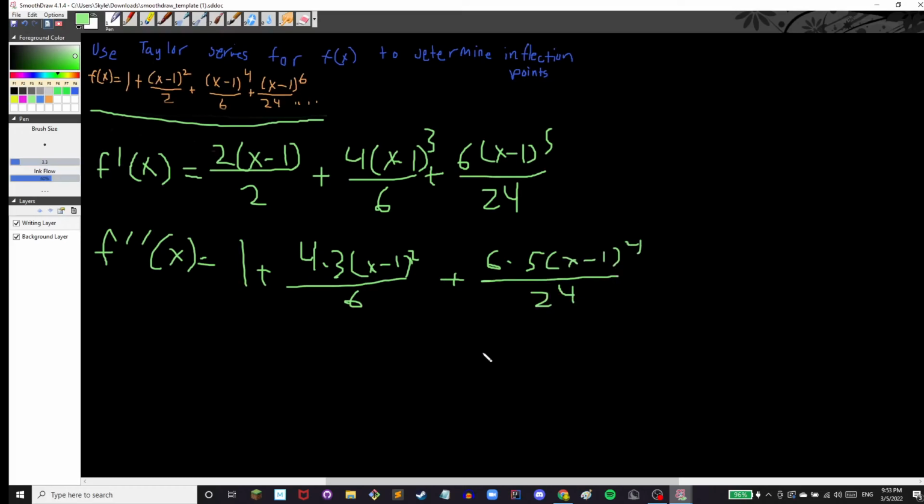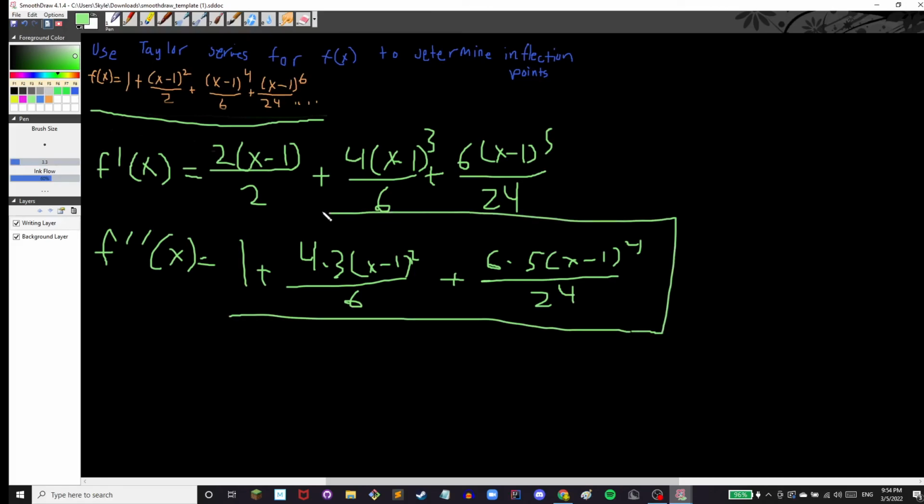Okay, so now we have the second derivative. So how do we find the inflection point when there's no place where f double prime of x is 0? Well, if there's no place where f double prime of x is 0, then that means there's no inflection points, because all of these are non-negative terms, right? So there's no inflection points.